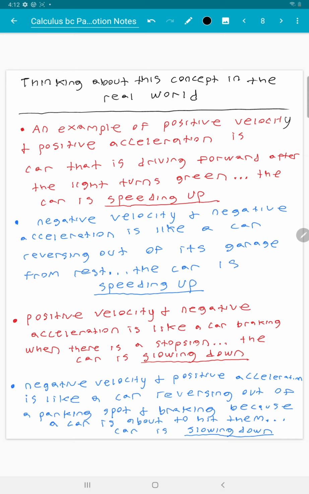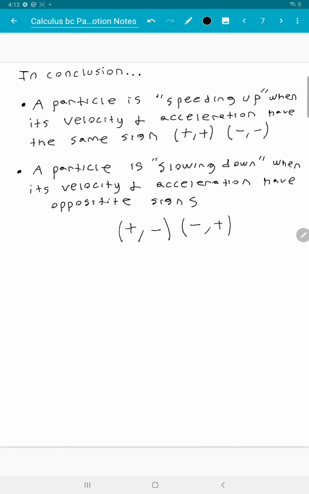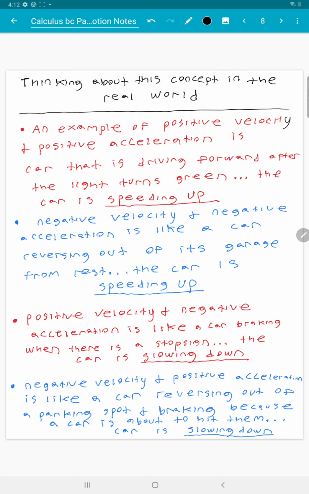So those are all examples in the real world of where you are speeding up or slowing down. And as we can see, this kind of proves that when you have a velocity and acceleration with the same sign, you will speed up. And when you have a velocity and acceleration with opposite signs, you will slow down.